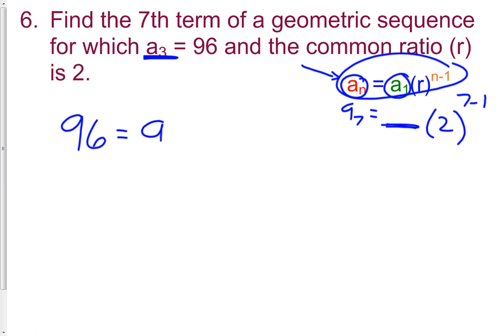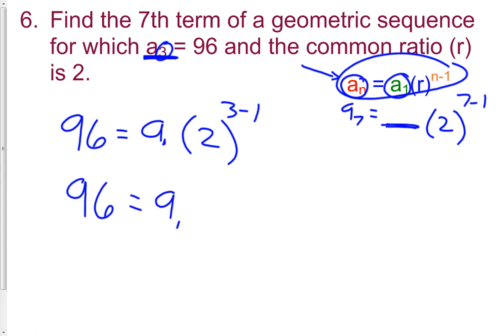I'm going to find a sub 1 now, because I know my common ratio is 2 raised to the n minus 1, which if n is 3, is 3 minus 1. The value of my third term is 96, so there are 3 terms in this equation that I'm using to find a sub 1. All right, let's solve for a sub 1. 96 equals a sub 1 times 2 to the 3 minus 1. 3 minus 1 is 2, so 2 squared is 4.